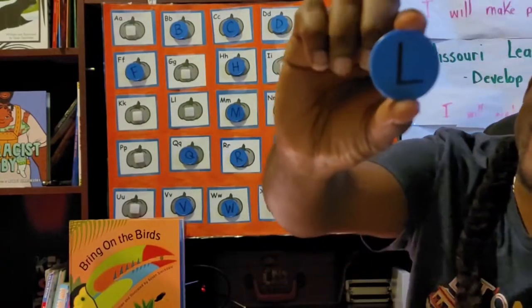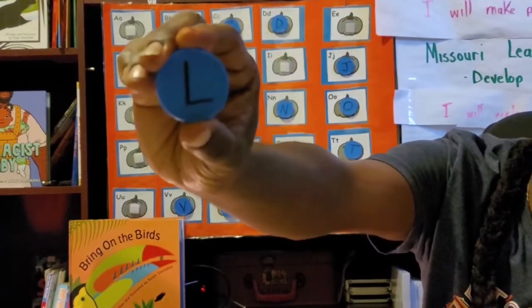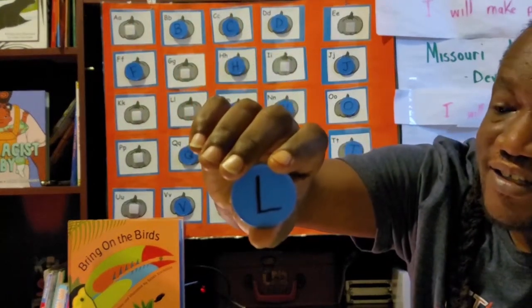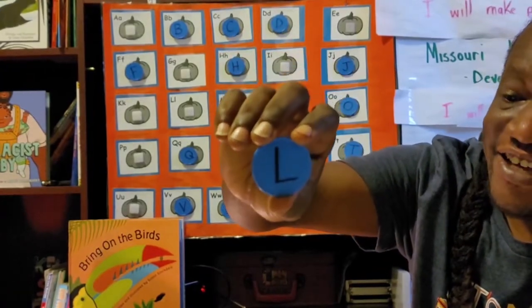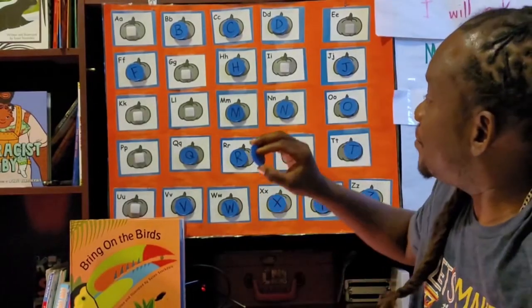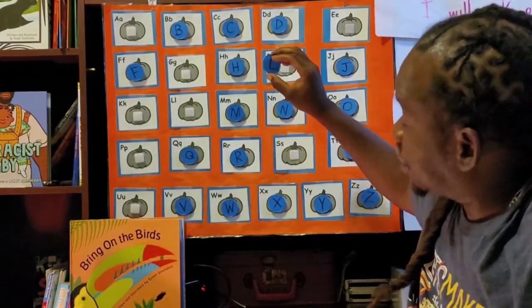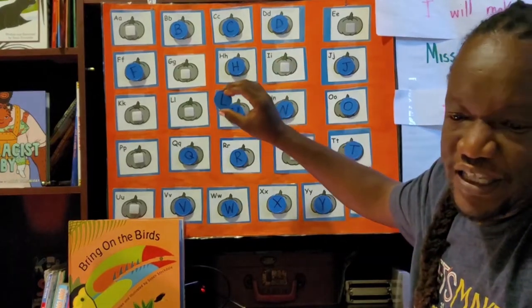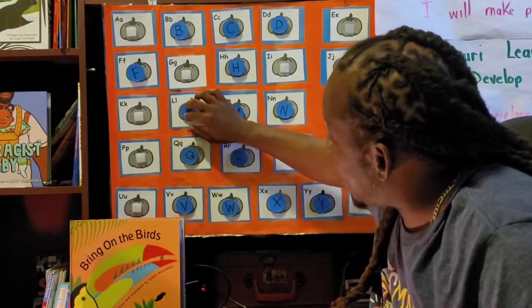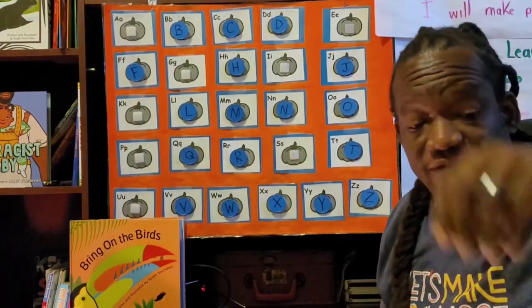All right, let's pick a letter. What letter is this? Right, that's the letter L. L for what? Leah? Hey, Leah. L makes the what sound? Lollipop, lollipop. L for lollipop, L for luscious, L for lip. Ooh, I just hit myself in the lip. L goes right there.